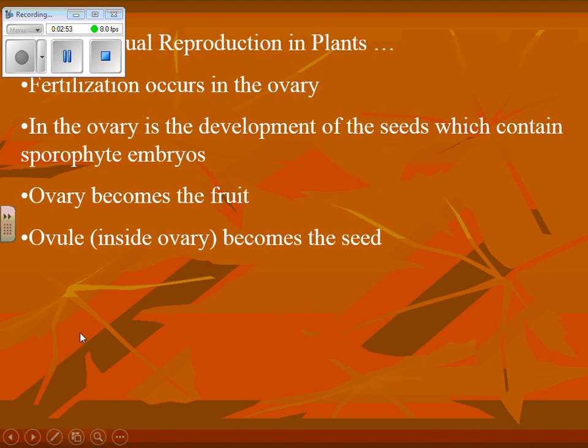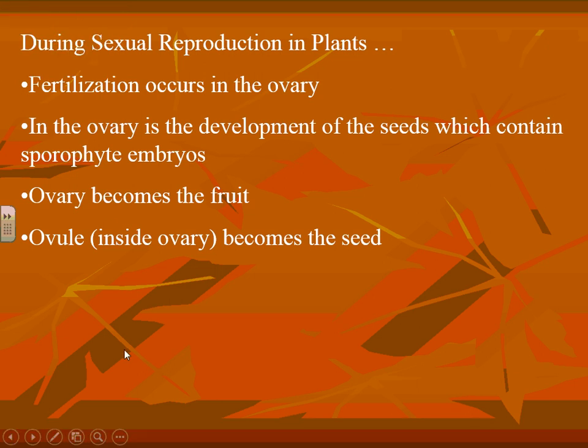During sexual reproduction in plants, fertilization occurs in the ovary. In the ovary, this is where there's a development of seeds which contain the sporophyte embryos, because once it's an embryo, it's considered a sporophyte, not a gamete anymore. The ovary will become the fruit. So think about that. Every time you're biting into a nice big juicy apple, you're eating an ovary of a plant. There's also the ovule, which is inside of the ovary, and the ovule will become the seed, which is a structure that we hope will carry on another generation of angiosperms.